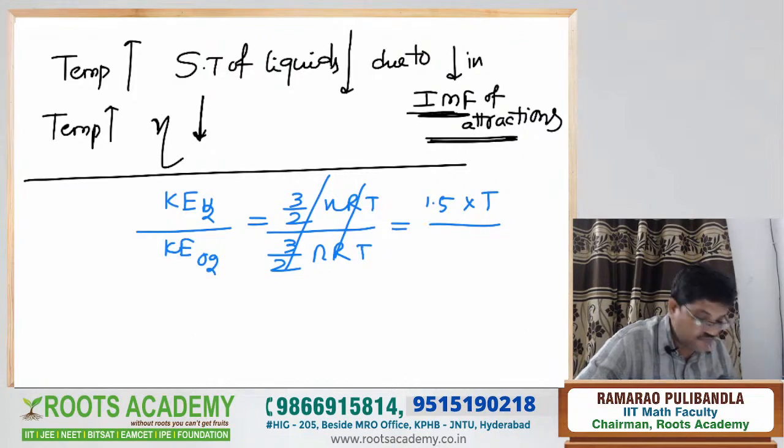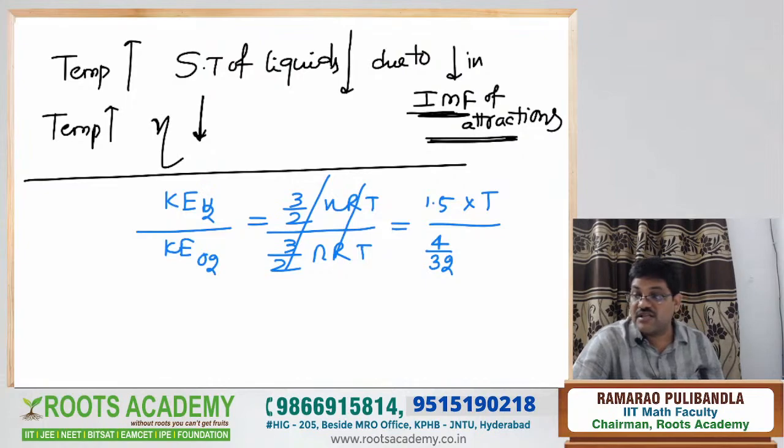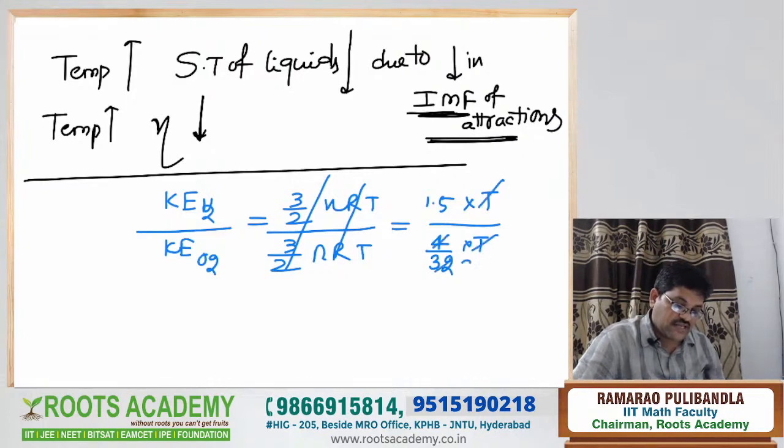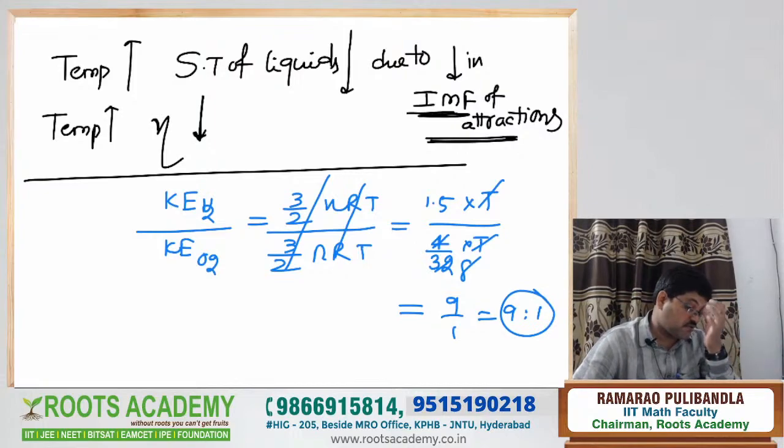Again here, how many grams given? 4 grams. 4 grams means what? 4 by 32 into temperature. Now it's cancelled, exactly 8 times cut off. And you get what? 9 by 1. This is 9:1. Simple logical question. Understood what I am saying?